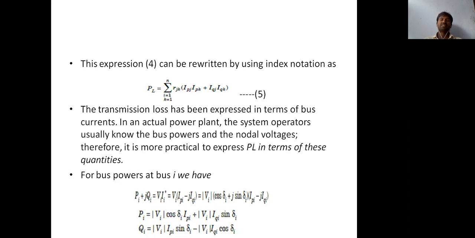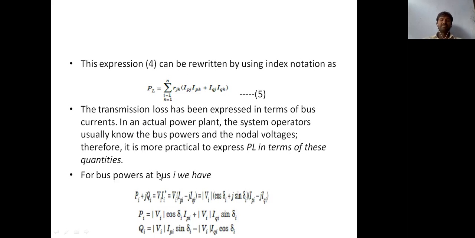System parameters are nothing but voltage and current. In this expression only the bus current is involved, but in an actual power plant the total transmission losses can be expressed in terms of the bus powers and nodal voltages, which the system operator usually knows. Therefore, it is more practical to express PL in terms of those quantities.